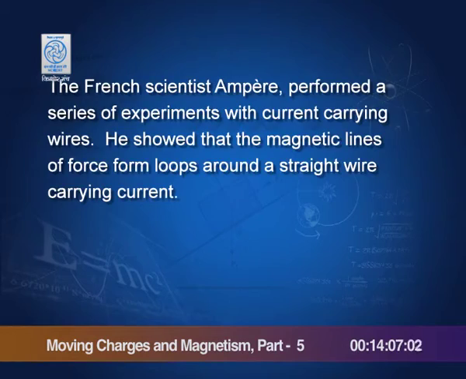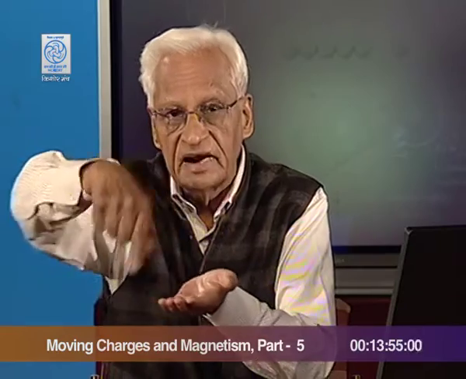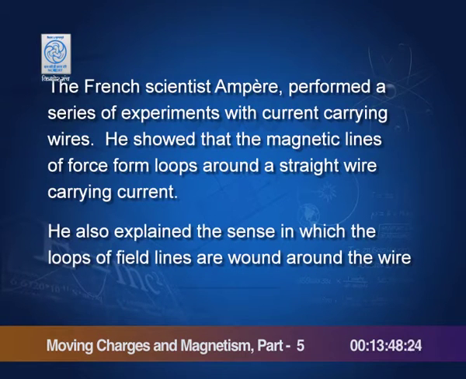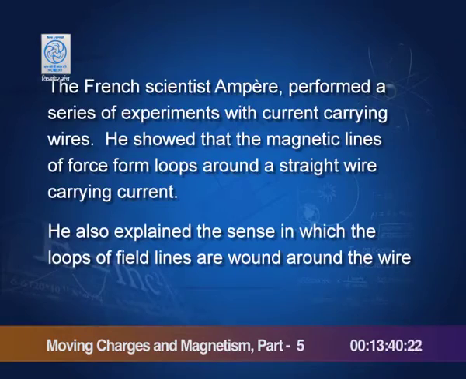Following Ørsted, the French scientist Ampere performed a series of experiments with current carrying wires. He showed that the magnetic lines of force form loops, we shall see that in a moment, loops round the wires which carry current. He also explained the sense in which the loops of field lines are wound round the wire, and then the direction in which they are wound. We shall find that in a moment.